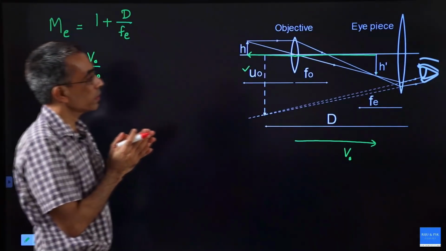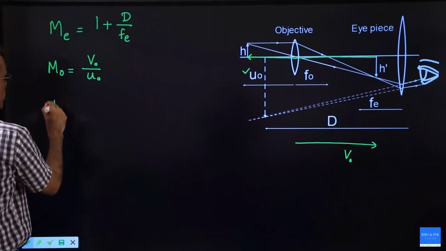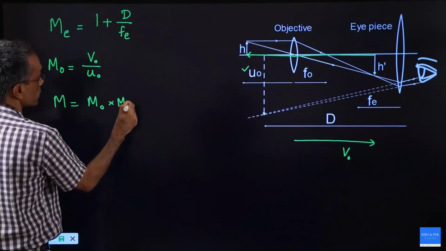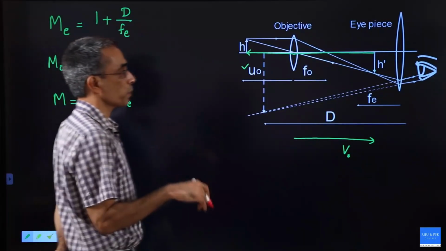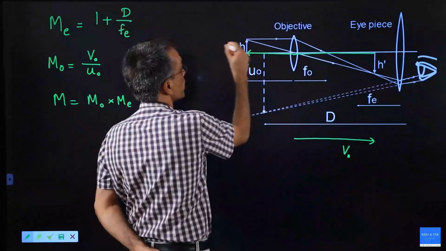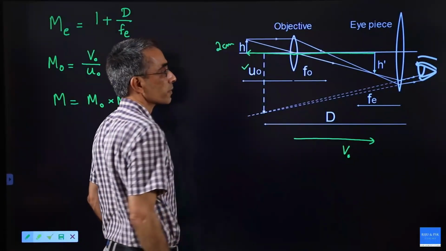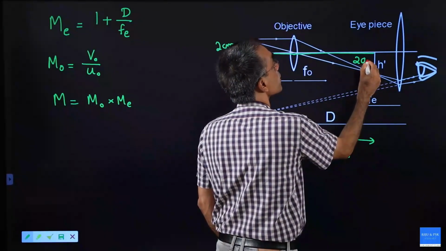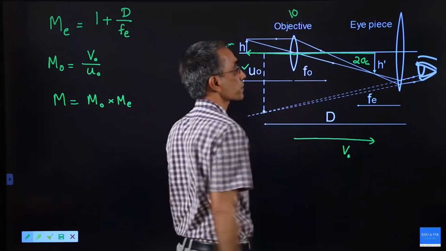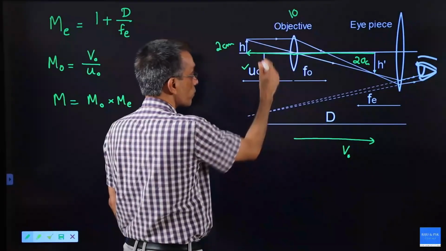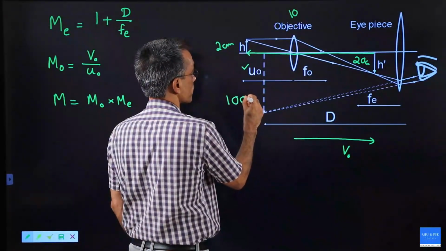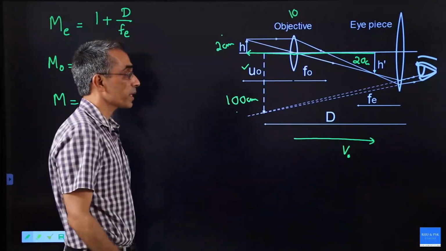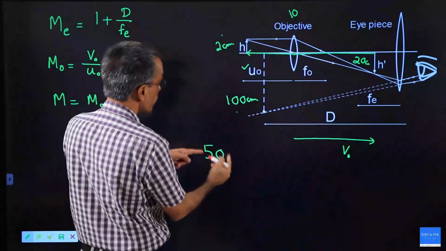Therefore, what is the total magnification? The total magnification is a product of the magnification of the objective and the magnification of the eye lens. How come? I will tell you. Suppose the object has a height of 2 centimeter. Let us say the objective makes it 10 times larger, so that will become 20 centimeter. Assume that the final image is of height 100 centimeter. Now the object is 2, the image is 100. So how many times? The total magnification is 50. See, 50 into 2 is 100.